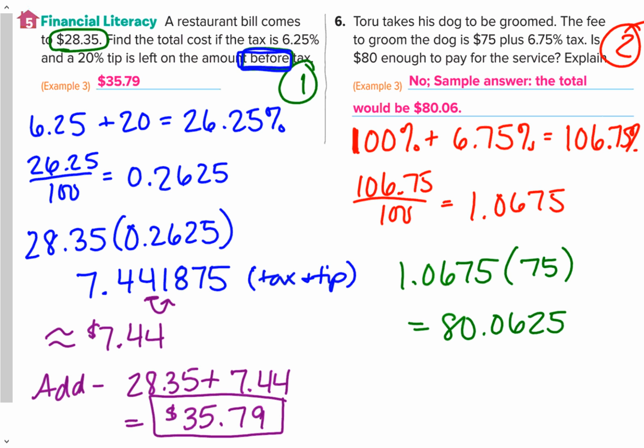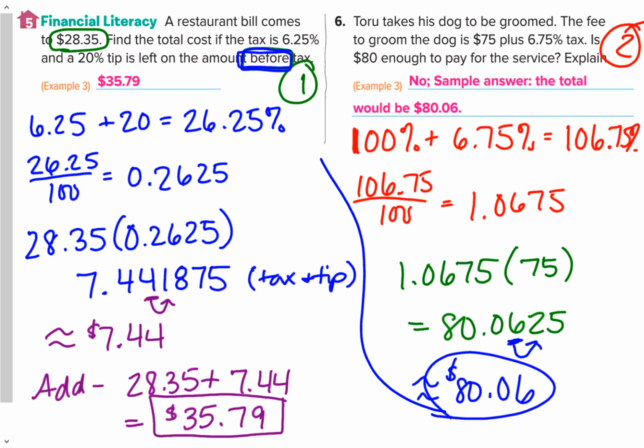Okay, and now we get 80.0625. Remember, we have to make sure that we round to 2 decimal places. So the 2 makes the 6 stay the same. So it's about $80.06. So the question is, is $80 enough? The answer is no. Right?